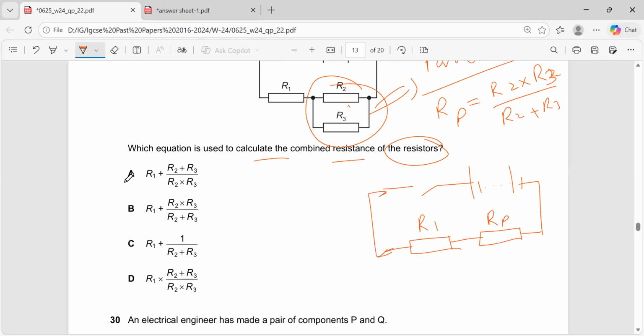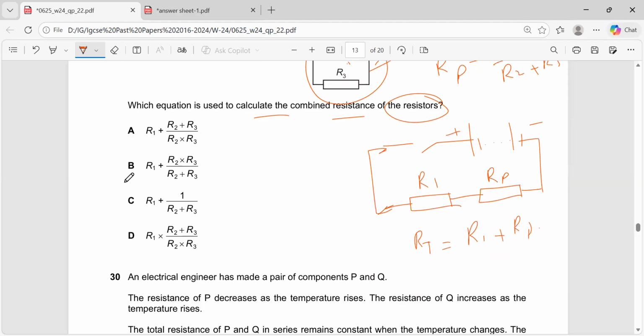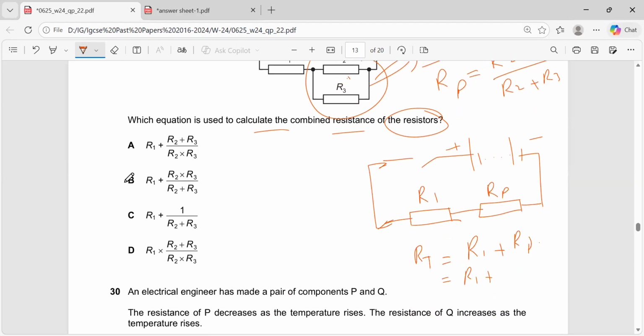Here we can write only RP, and then here it will be R1, and then we can join them together. Circuit is complete. Now they want the resistance of the whole circuit. So what will be the total resistance? They are in series. So R1 plus RP. Now R1, okay, but what is RP? We have just calculated, that is R2 times R3 over R2 plus R3. Which option? Check, dear friends.